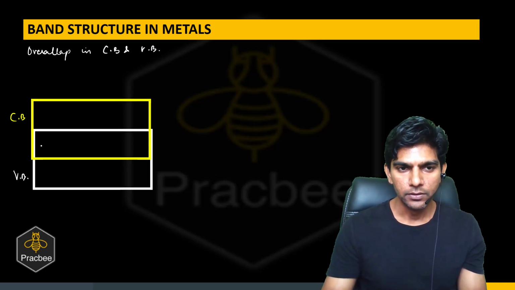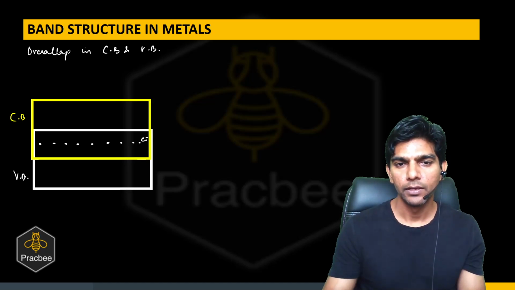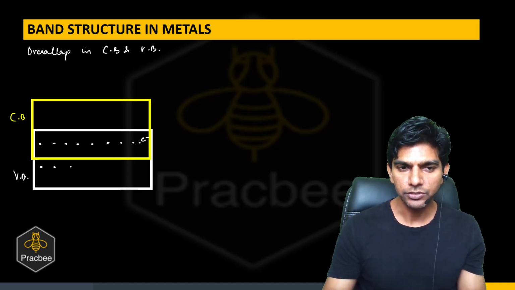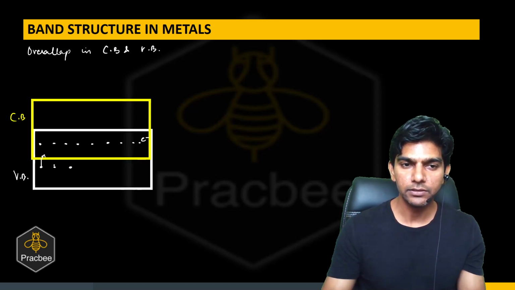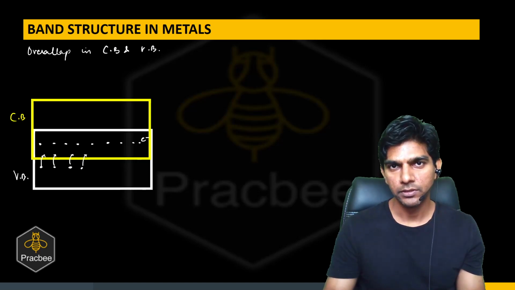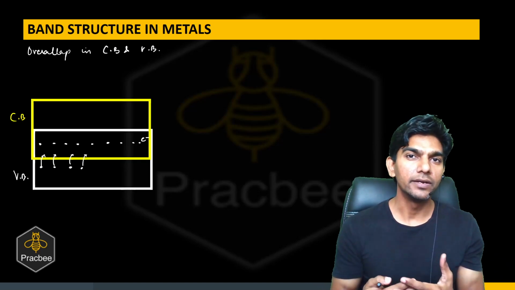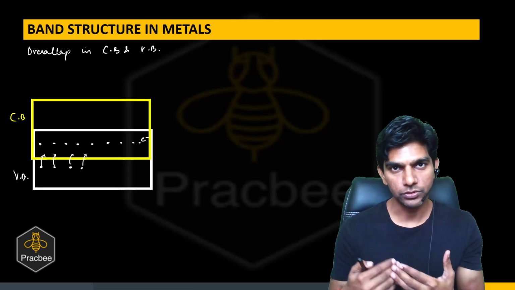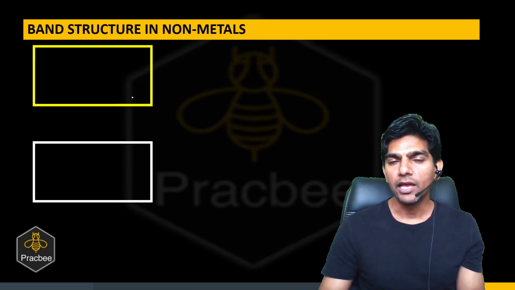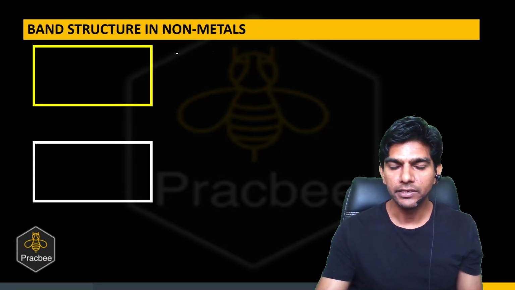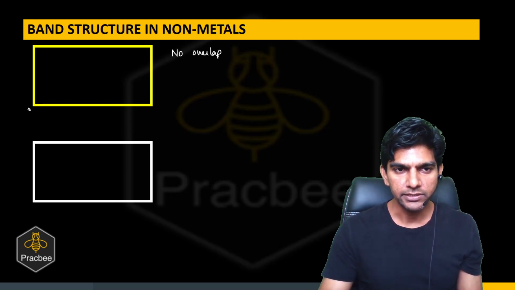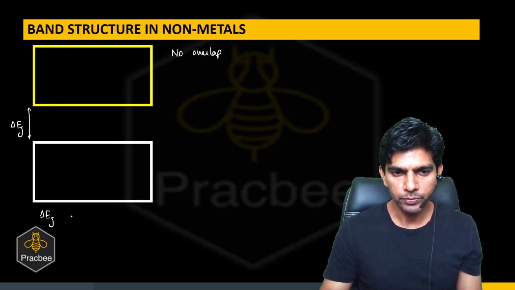So what does it mean? There are already electrons in the valence band which are taking part in the conduction process, and there will be some electrons which are not in the conduction band, but they will gain energy, can easily move to the conduction band and take part in the conduction process. So we can say in metals we have a large number of conduction electrons, hence the conductivity is huge. But what happens in a non-metal? In a non-metal there is no overlap. So there is a gap, and this gap is known as the forbidden energy gap.